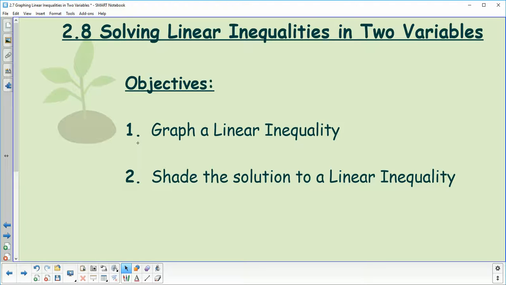0, 0 is a great test point usually, as long as it's not on the line, to shade or to test. And if we get a true statement, we shade that side. If we get a false statement, we shade the other side.